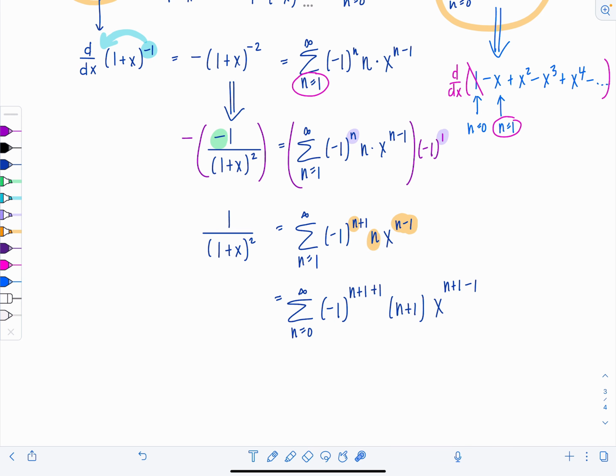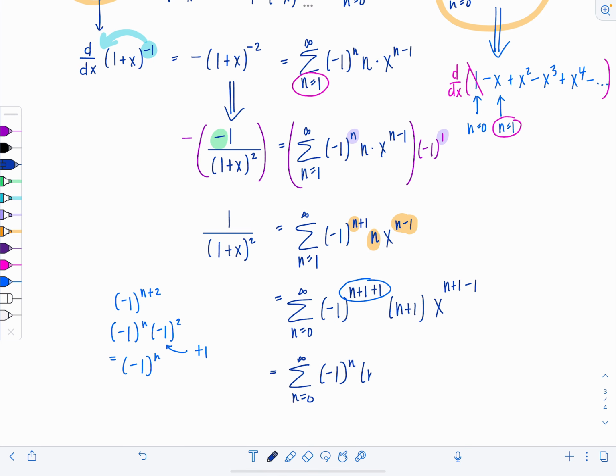Okay, so anytime you lower the index here, you have to add to the expression in the sum by that amount. Now, notice, I have negative 1 to the n plus 2 over here, right? Well, that's negative 1 to the n times negative 1 squared, which is just negative 1 to the n, because that's positive 1. So let's clean that bad boy up. So n equals 0 to infinity, negative 1 to the n plus 1 times x to the n.